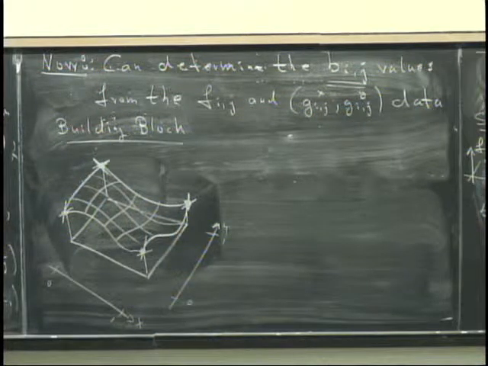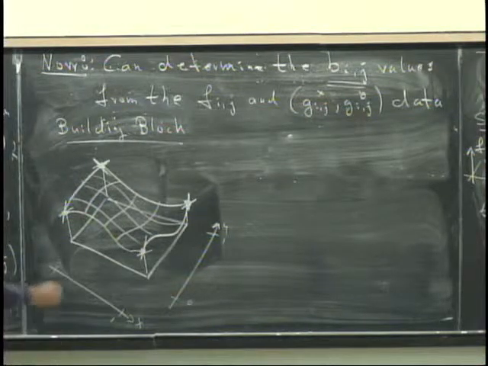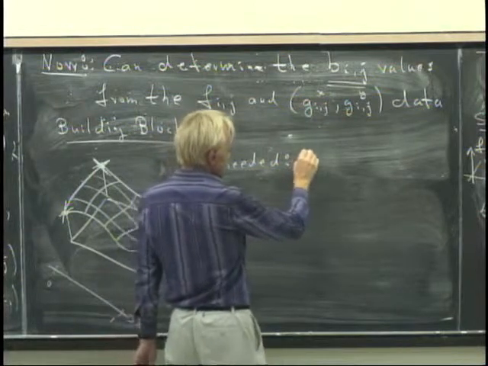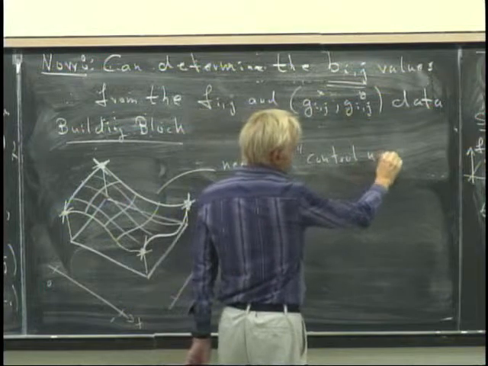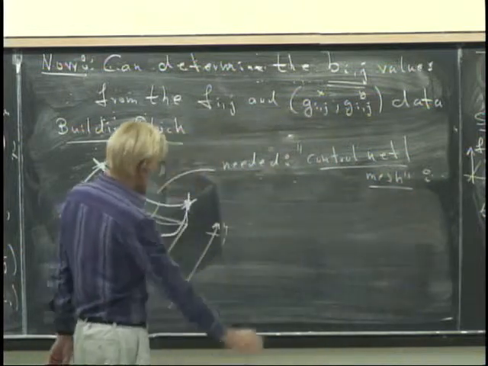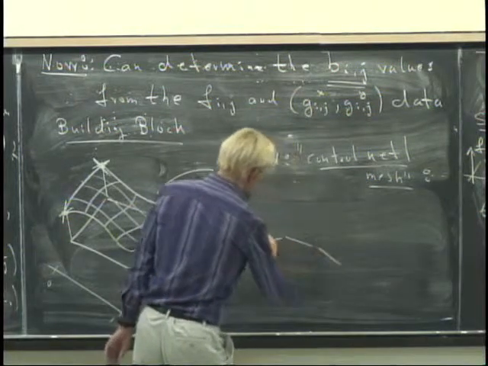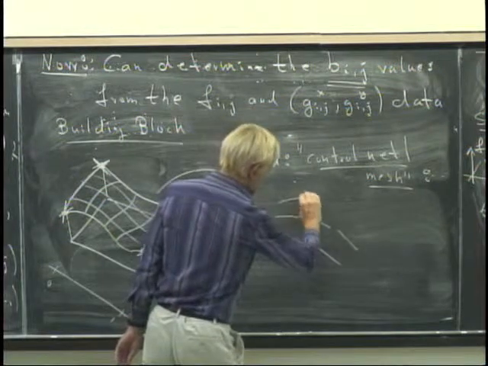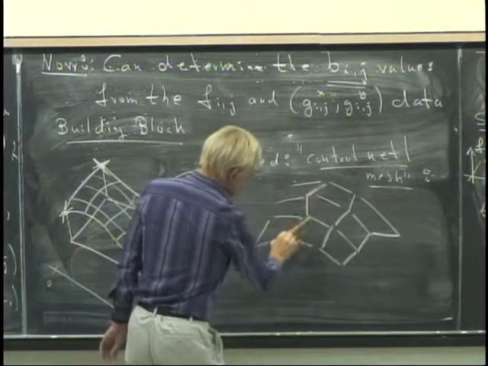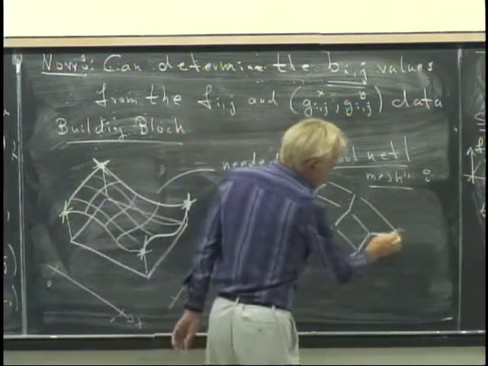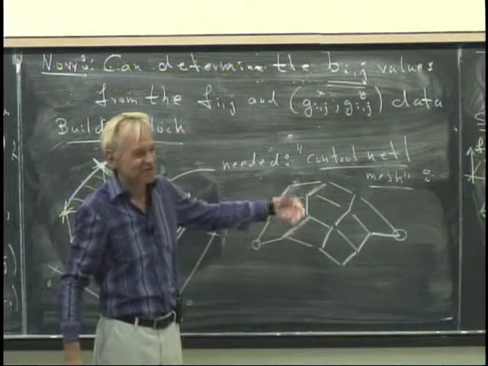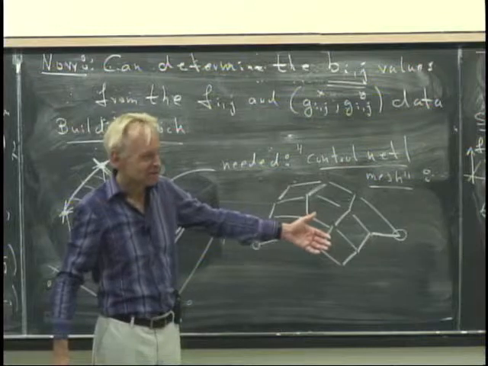Okay. And what do I need for this guy? I need the control coefficients. Needed is the control mesh, control net or control mesh. And so that is this particular mesh that I had on the board before. And there are 16 points. In the 1D case, I had 4. In the 2D case, I have 4 times 4, 16. In the 3D case, I will have 4 times 4 times 4, 64. In the 4D case, I will have many more.